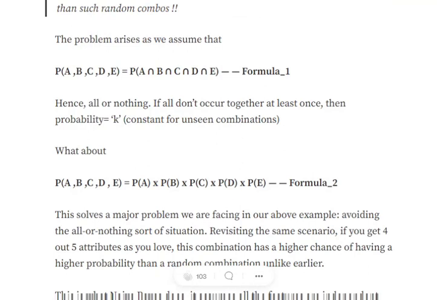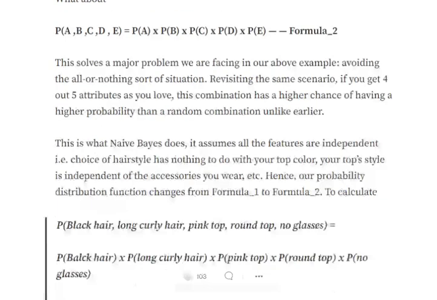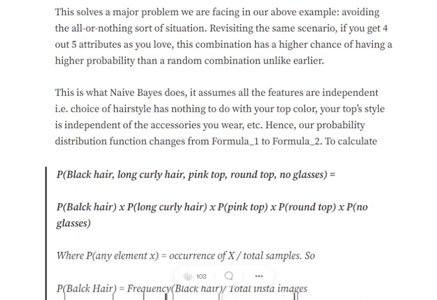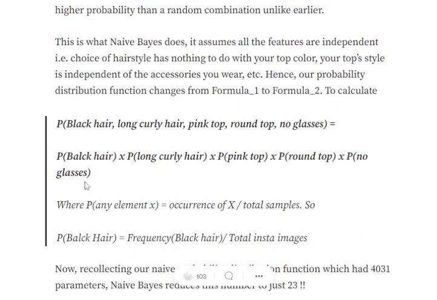So instead of using this intersection, we can go for multiplication. So the probability of a, b, c, d, e can be given as probability of a into probability of b into probability of c, probability of d, probability of e, right? So in this case, for example, if we take black hair, long curly hair, pink top, round top, no glasses, the probability would be given by each element's probability independent of each other.